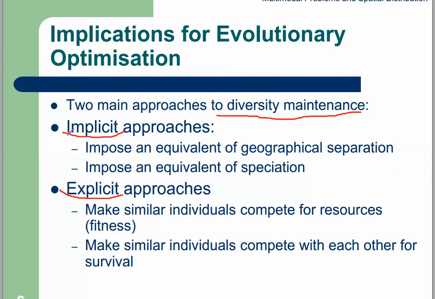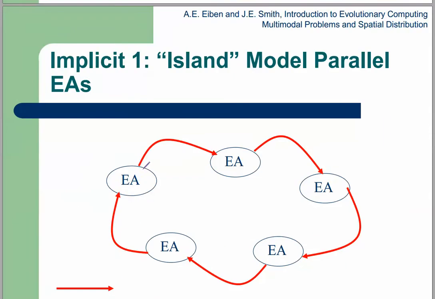Some types of implicit methods are geographical separation and speciation, and we have some types of explicit methods that we explain on the next page.